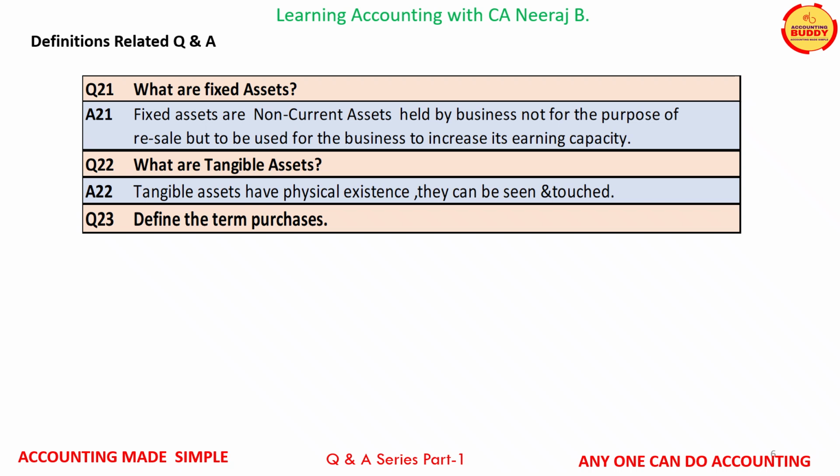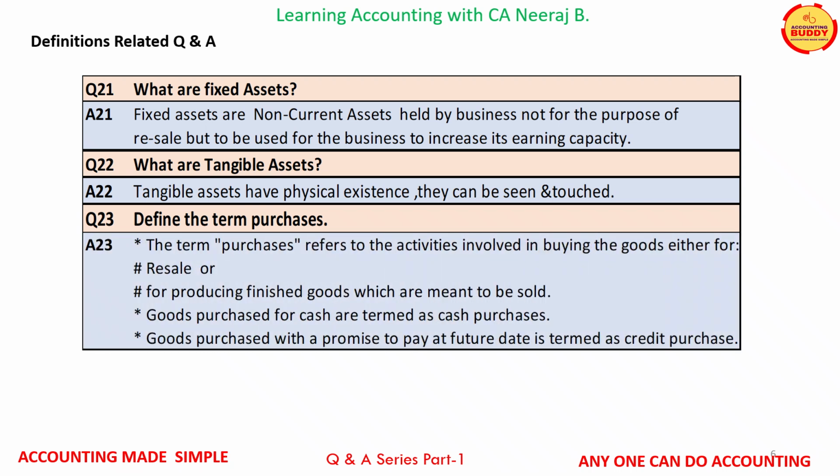Question number 23. Define the term purchases. The term purchases refers to the activities involved in buying the goods either for resale or for producing finished goods which are meant to be sold. Goods purchased on cash are termed cash purchases, while the goods purchased with a promise to pay at a future date are known as credit purchases.